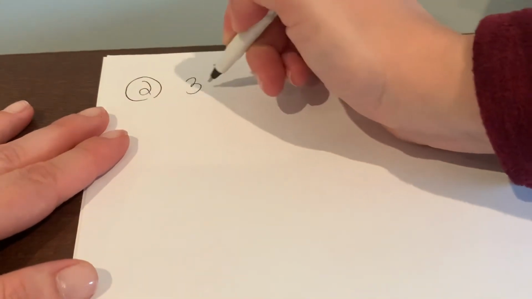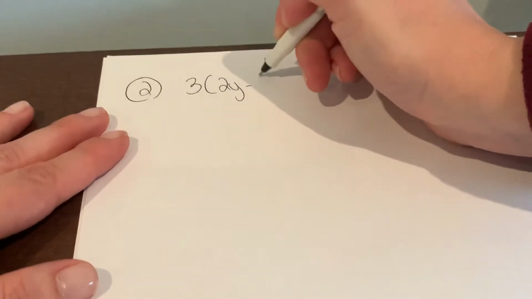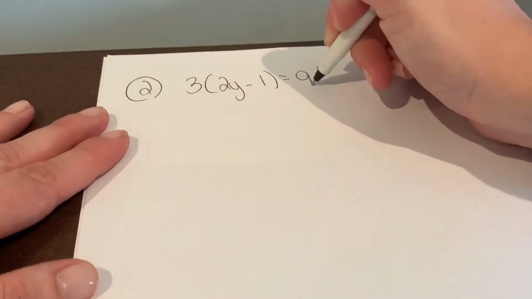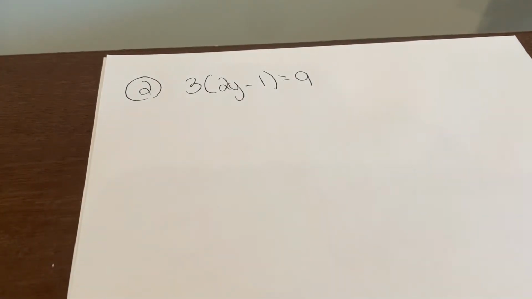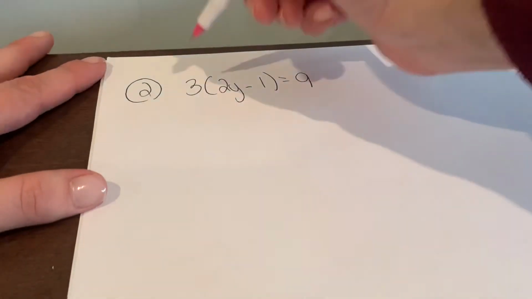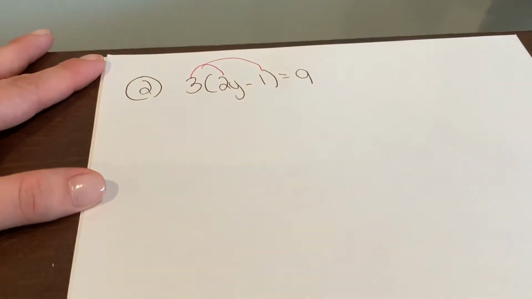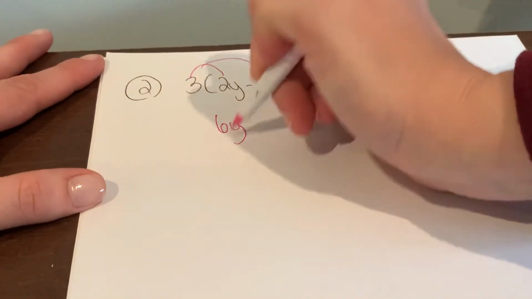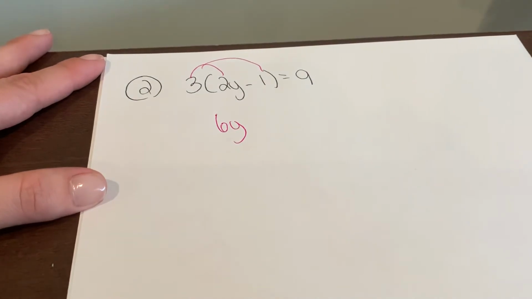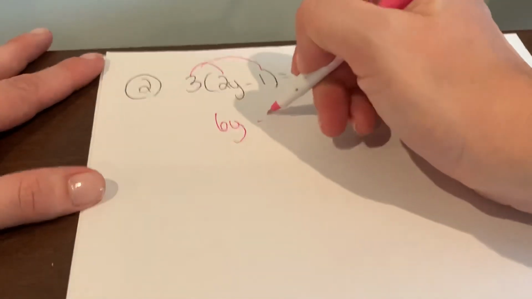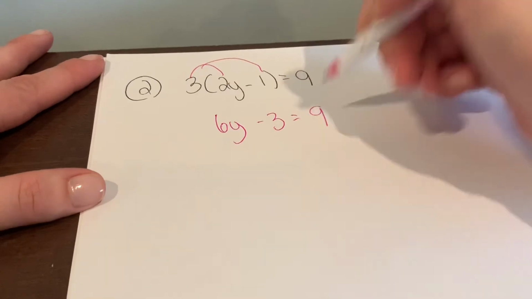One more example I'll do with you. Let's see, you have 3(2y - 1) = 9. First thing you're going to do, the 3 is in front of the parentheses, so you distribute. 3 times 2 is 6. Keep the y. 3 times negative 1 is negative 3, equals 9.